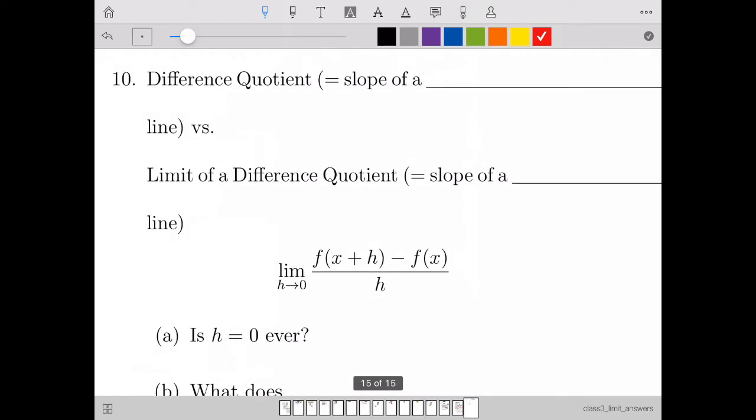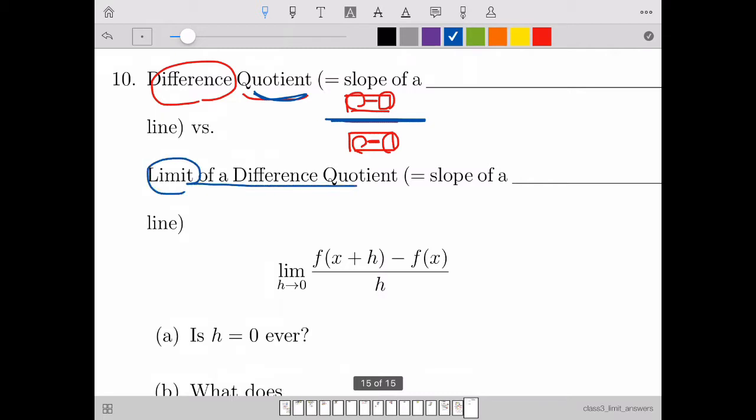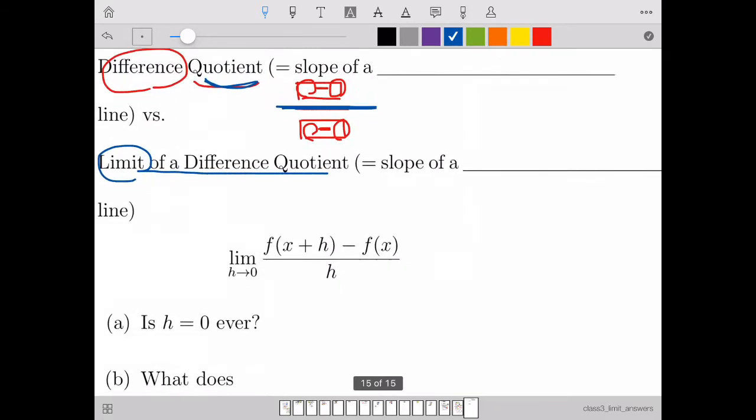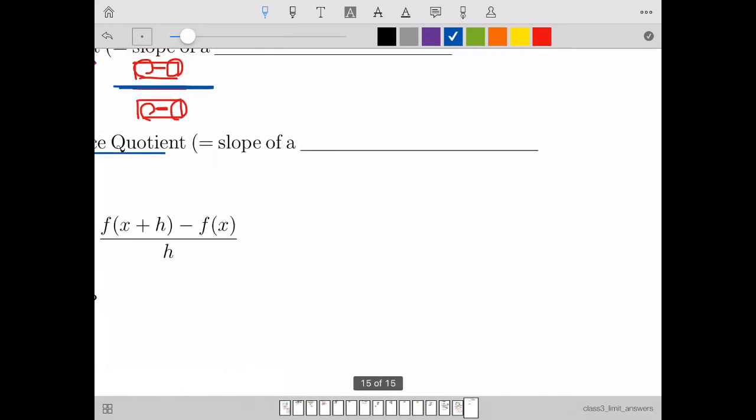So number 10, difference quotient and limit of a difference quotient. Quotient means fraction, a ratio of two things, and difference meaning we have a difference here. Something minus something, something minus something. That's difference, and quotient is the fraction of those. Okay, and then we have limit of a difference quotient. So let's see what that is.